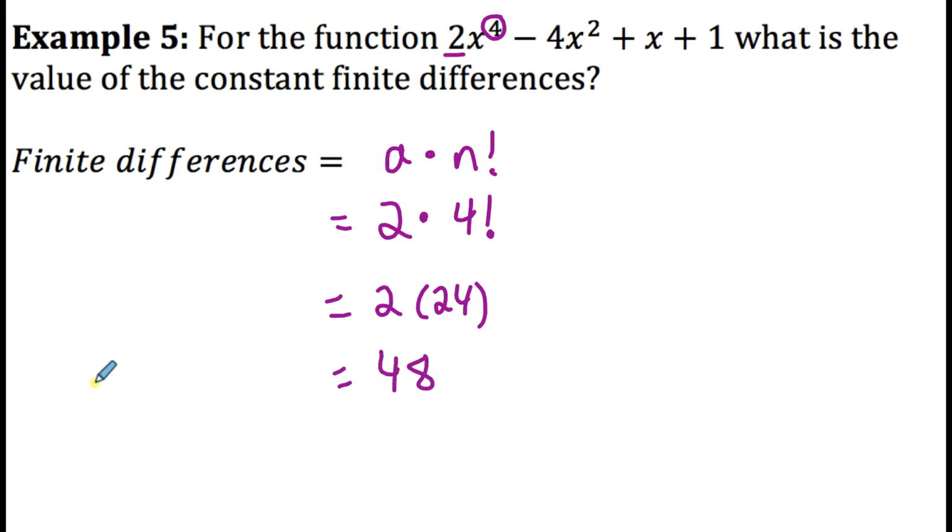If we were to do a table of values for this function to calculate finite differences, we would find the fourth column, they are all equal, and in that fourth column, they would all be 48s.